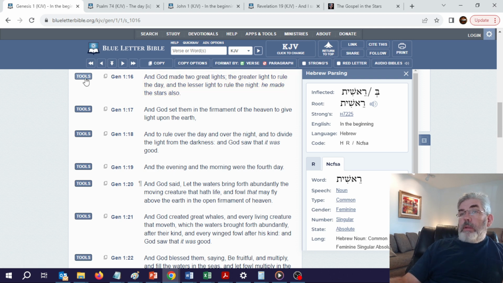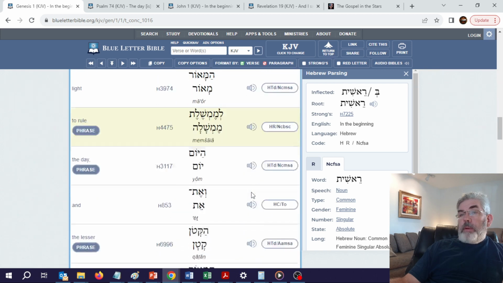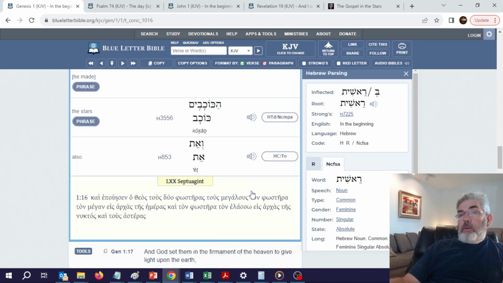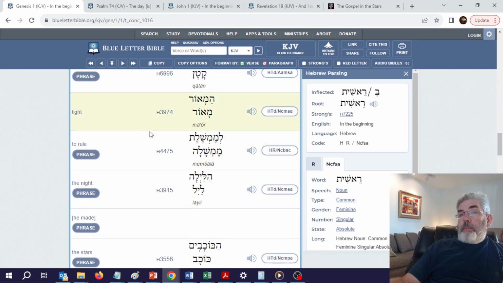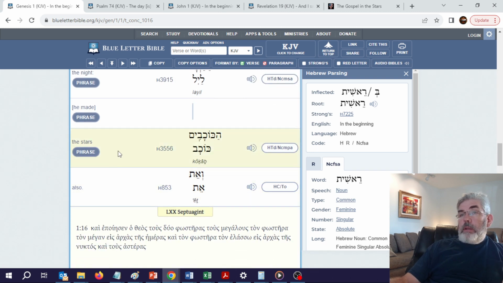But if you come to tools, you'll notice that if we get down to that he made part, there's no Hebrew equivalent. There's no Hebrew words or Strong's numbering here for he made. That's because that isn't in the original. It doesn't exist. And so really it just reads this, the stars also. And I think that is absolutely hilarious.